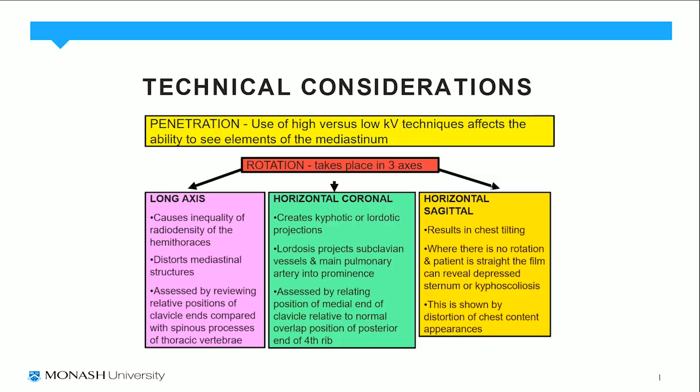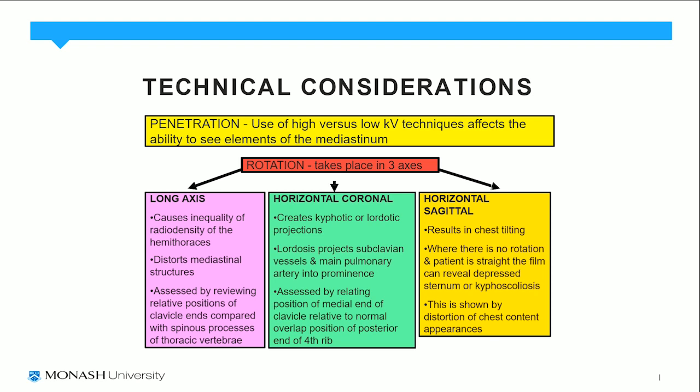So when we talk about penetration here, we refer to the KV technique that's been used, as it affects the ability to see elements of the mediastinum. Rotation in the chest can take place in 3 axes. In the long axis, this causes inequality of radiodensity of the hemithoraces, so one side will be a little bit whiter than the other. It also distorts the mediastinal structures. This is assessed by reviewing the relative positions of the clavicle ends. The medial ends should be equidistant from the spinous process of the thoracic vertebra.